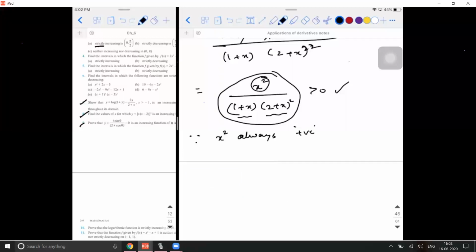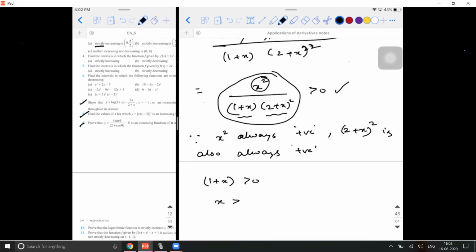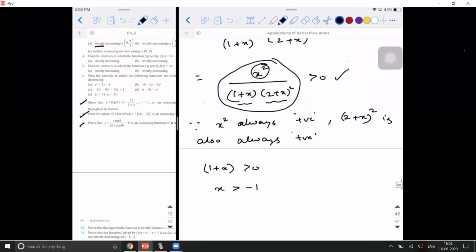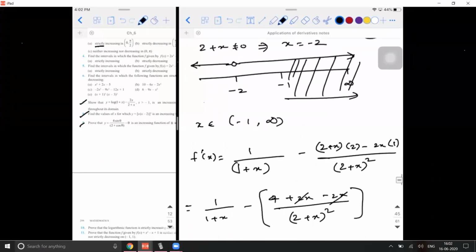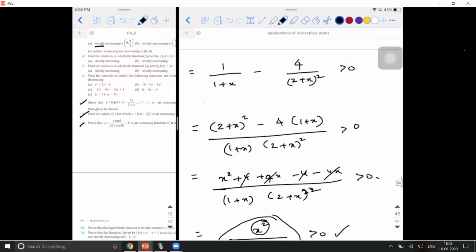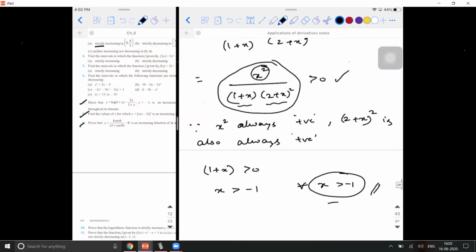No, what you're saying is the domain of it. See, since x square is always positive and 2 plus x the whole square is also always positive, please concentrate, 1 plus x also should be positive. Sir, so minus 1 to infinity, no? Yes, x is greater than minus 1. So f dash of x is positive for all values of x greater than minus 1. But x greater than minus 1 is nothing but the domain of the whole function. Am I clear? So x greater than minus 1 is the domain of the function.